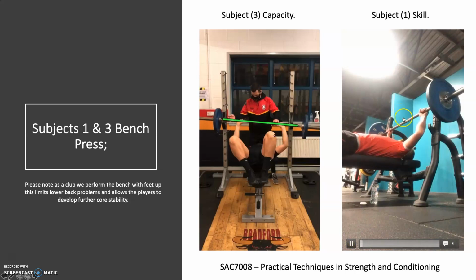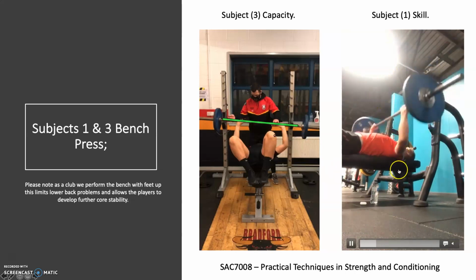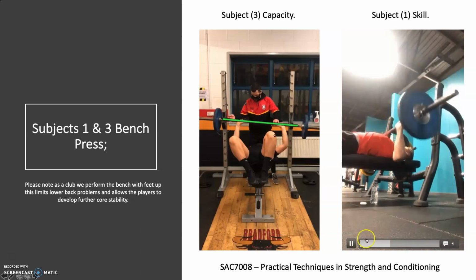Subject 1 is skill. As we can see, initially quite a wide grip, elbows will flare out, the tempo is really fast, and the athlete is lacking core stability. The bar is also moving up and down.